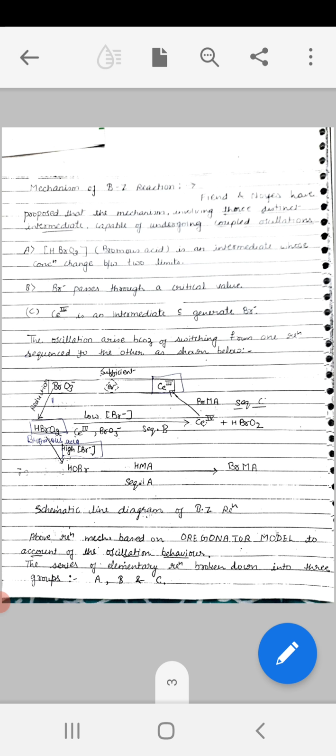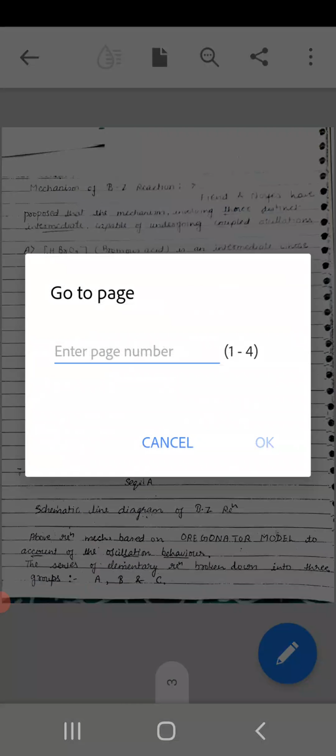Schematic line diagram of the BZ reaction. The schematic diagram shows the systematic diagram of the BZ reaction, the reaction mechanism based on the Oregonator model to account for the oscillation behavior. The series of elementary reactions is broken down into three groups: A, B and C.